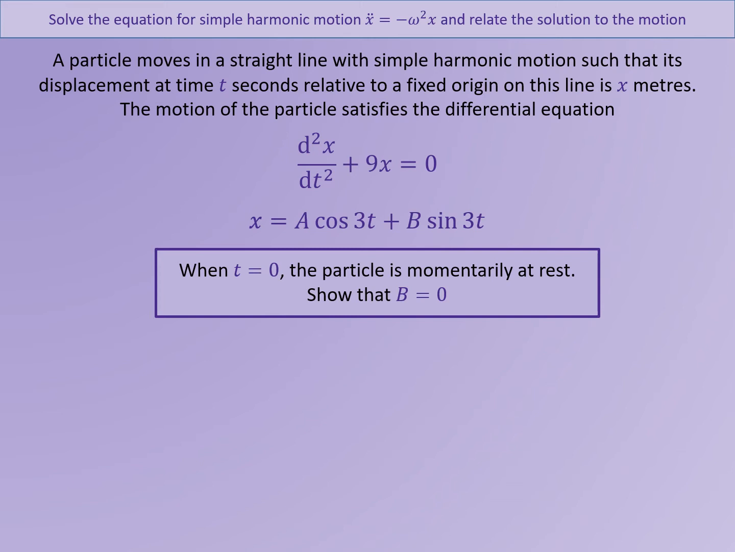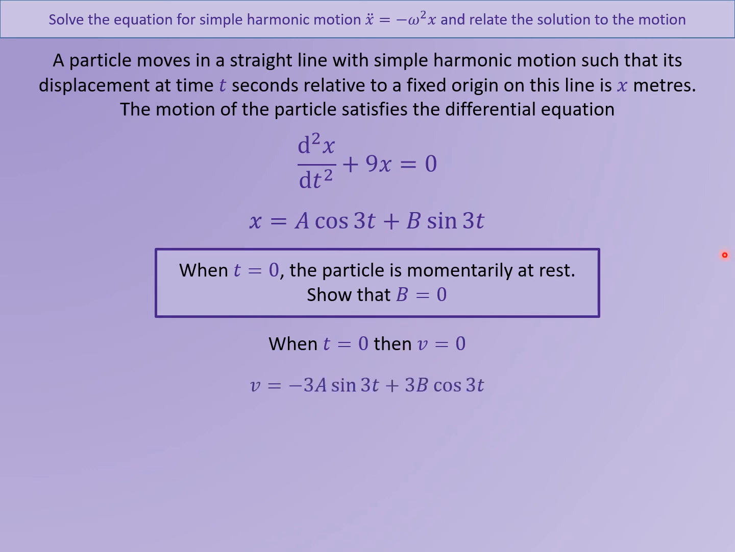Hopefully you did exactly what it said. You took the t value and substituted it in. We know that the particle is at rest. Be careful. Did you substitute it straight into this one and wonder why the B value didn't cancel out? It's because the particle was momentarily at rest. In other words, its velocity equaled 0, not its displacement. So therefore, we need its velocity.